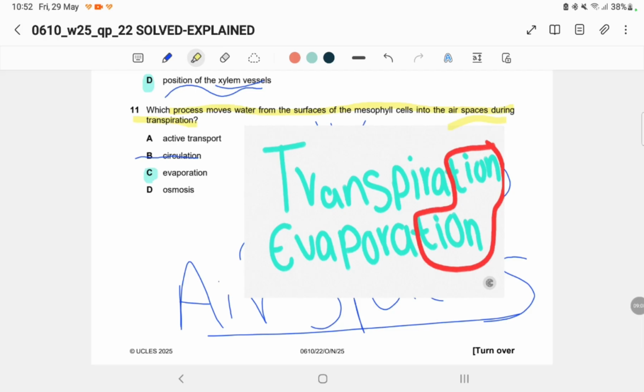sense, active transport will not be working because it requires ATP, and you don't have ATP in plants in such a position. And B, circulation requires your blood circulatory system. And for C, evaporation, of course it is applicable because water will evaporate, convert to water vapor, and move out of your leaves into the surrounding air. Osmosis requires a partially permeable membrane, so it should not be the case here.